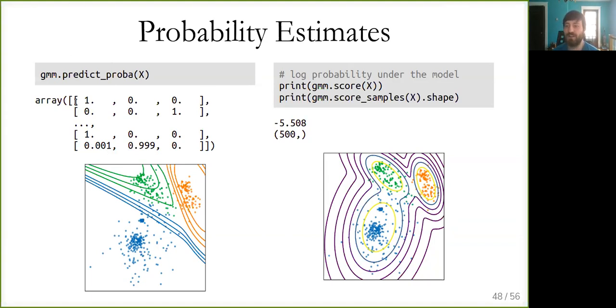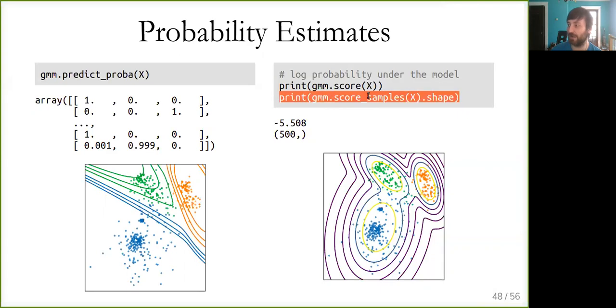You can also ask, how likely is this point under the distribution of all components that I learned? You can get this with score_samples. score_samples tells you how likely is a point under the mixture distribution that we learned.